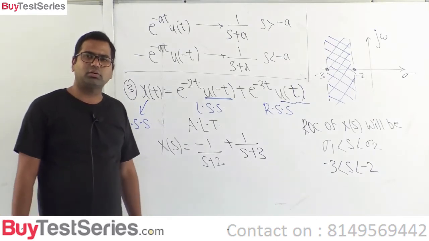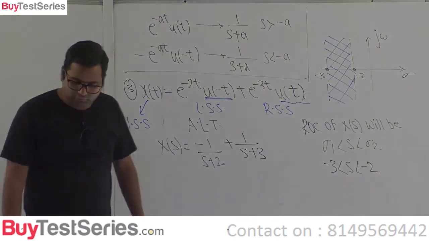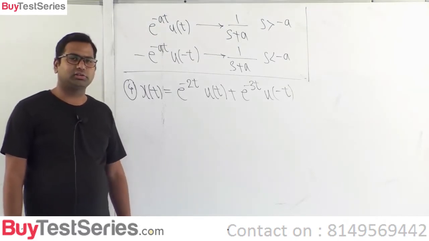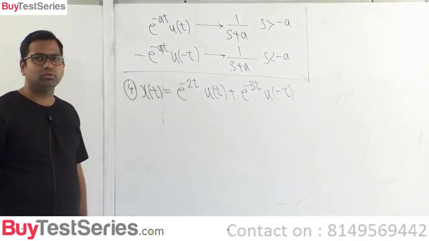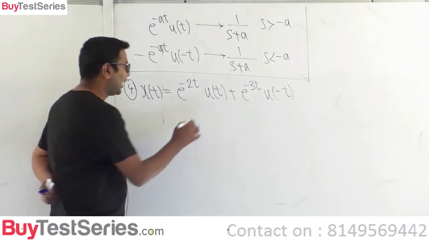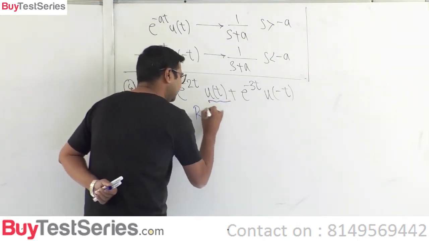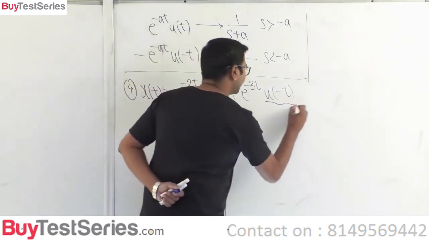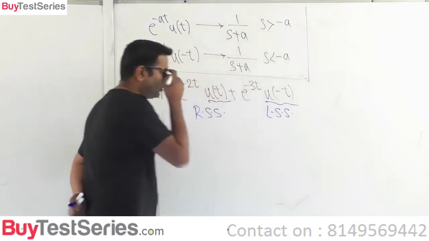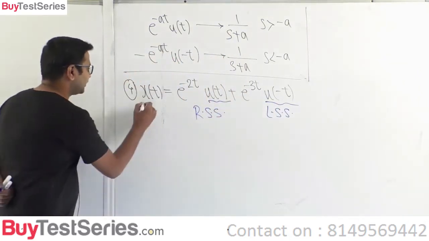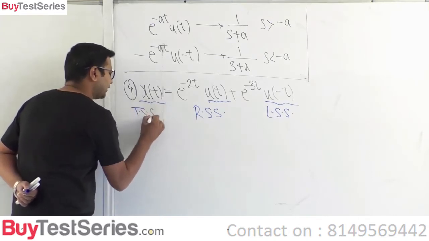We will also take another question in order to understand the region of convergence. The next question that we are solving to understand the ROCs is e raised to minus 2t u of t plus e raised to minus 3t u of minus t. As you can see, because of presence of u of t, this portion is right sided, whereas because of presence of u of minus t, this portion is left sided. Because of the presence of both right sided or left sided portion, this signal can be called as the two sided signal.